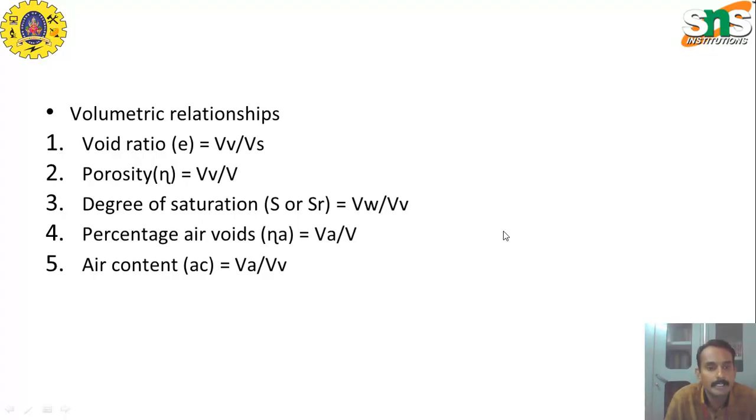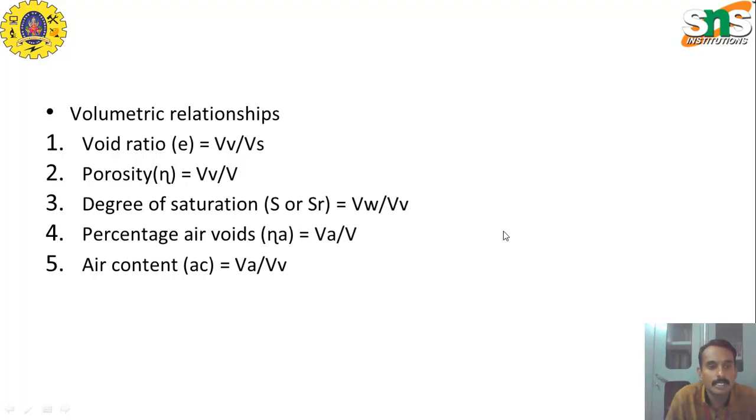Next is degree of saturation. It is the most important volumetric ratio. It is the amount of water which is getting filled inside the pore spaces of the soil. So it is the ratio between volume of water to the volume of voids. So the degree at which the amount of water is getting filled inside the void space is represented as degree of saturation.